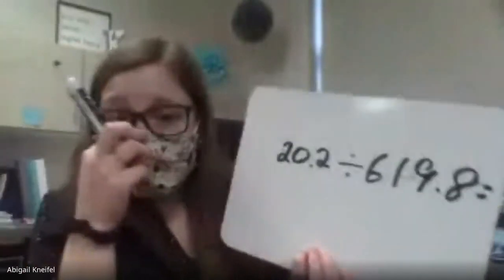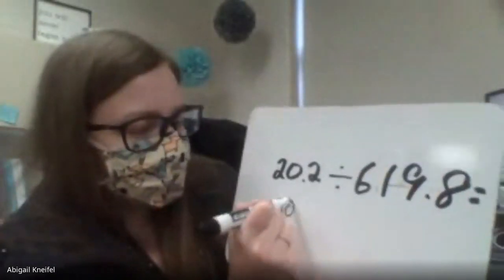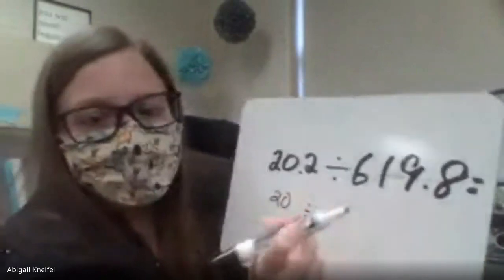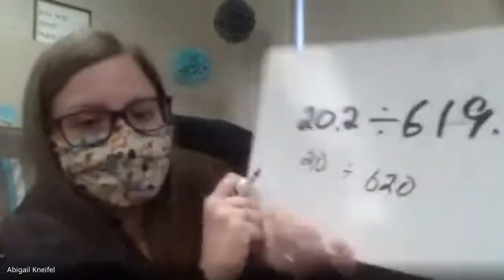All right, so if we're estimating, we want to get them to whole numbers and get rid of our decimals. Okay, 20.2, 2 is less than 5, so I'm just going to make that 20. 619.8, that 8 is bigger than 5, so I'm going to round up to 620. Now I just need to divide.